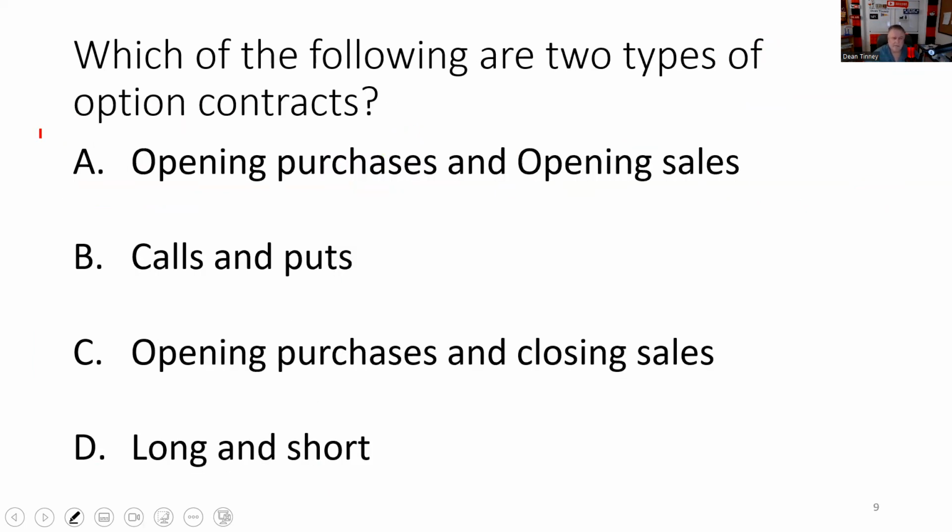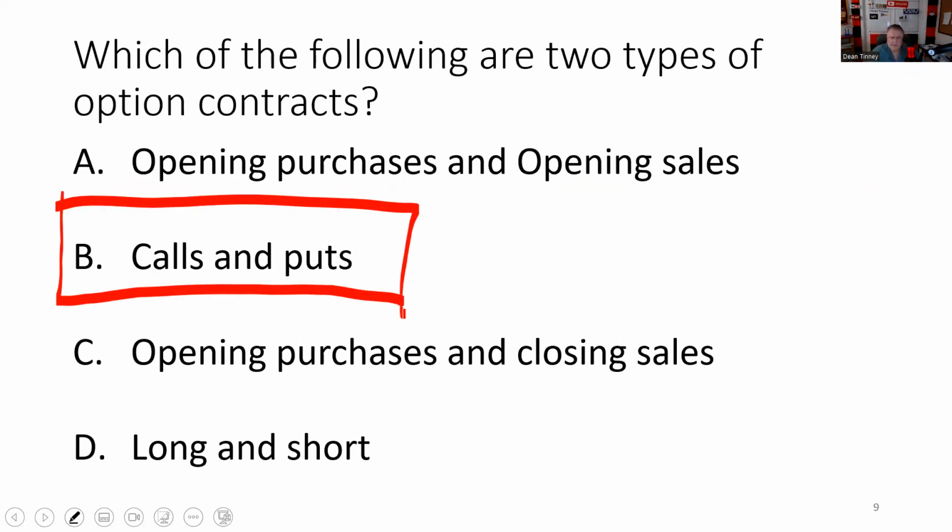There are two types of option contracts. A lot of people get hung up. They think there's a zillion types of option contracts. Not true. There are calls and puts. That's it. The two types of option contracts are calls and puts. Now, remember, you can buy them or sell them. That means we have four basic option positions. So D is option positions, not contracts. You can either go long or short. The two types of contracts are calls and puts.